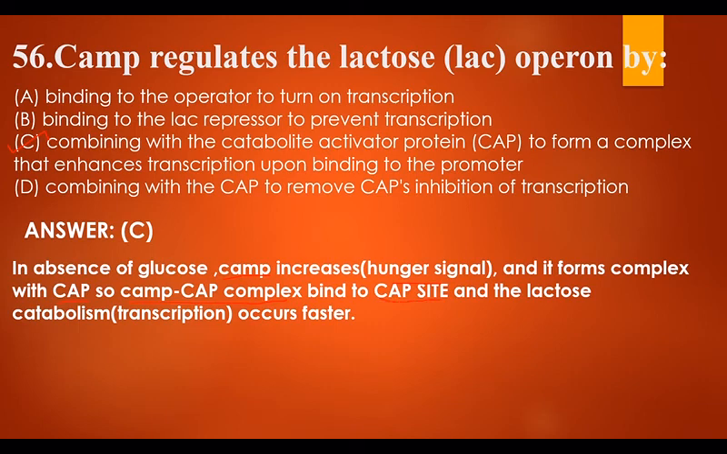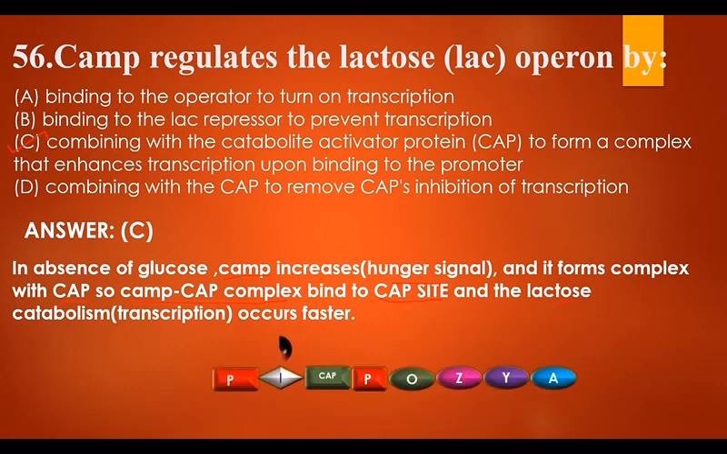The lactose catabolism will occur only in the absence of glucose and the presence of lactose. Even if a last molecule of glucose is present, the lactose catabolism will not occur. To know more about this, I will give a link in the description below about the lac operon. You can go through it.